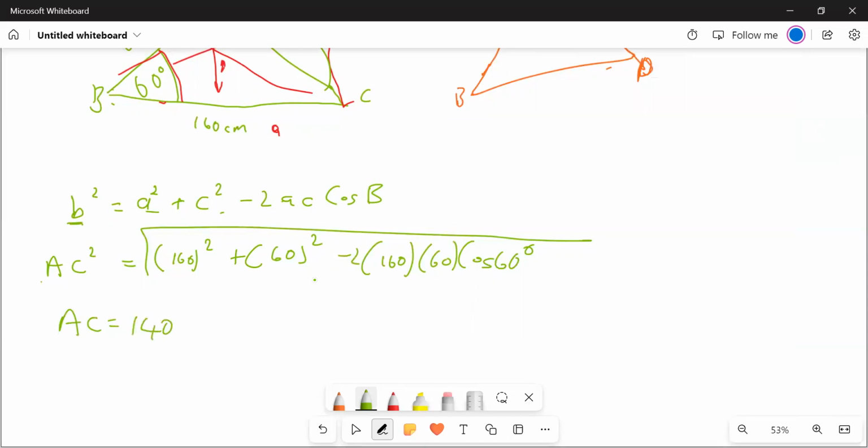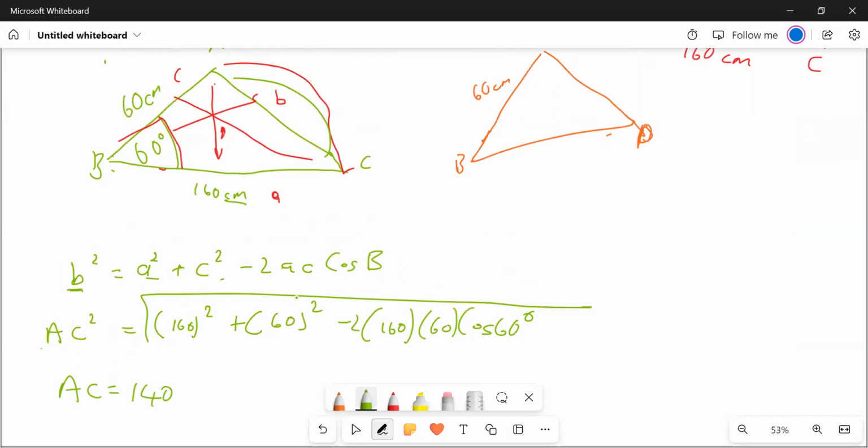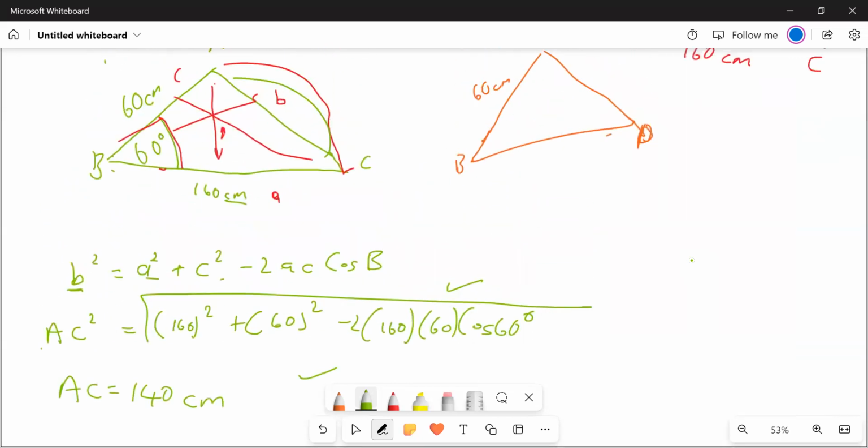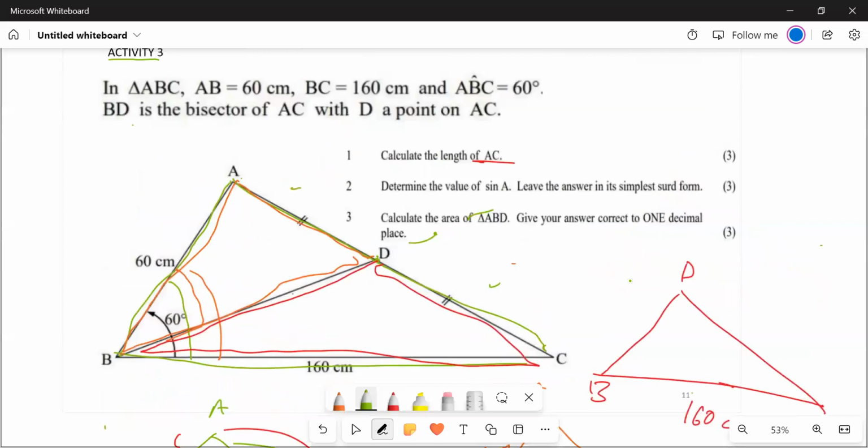140. Now you check the units that they were using. Yeah, they are using centimeters. Because they were using centimeters, now we are also going to write this as centimeters. Okay, we are not done. Number two.